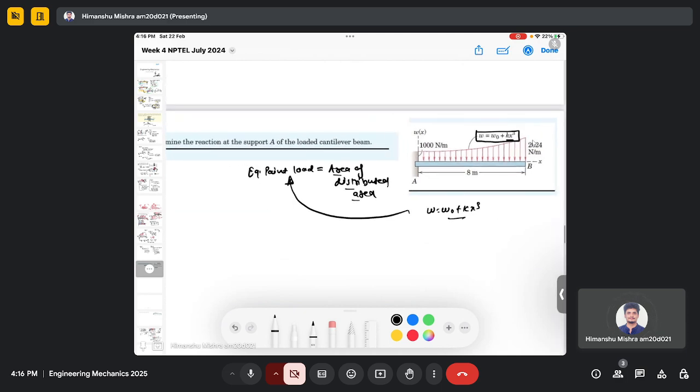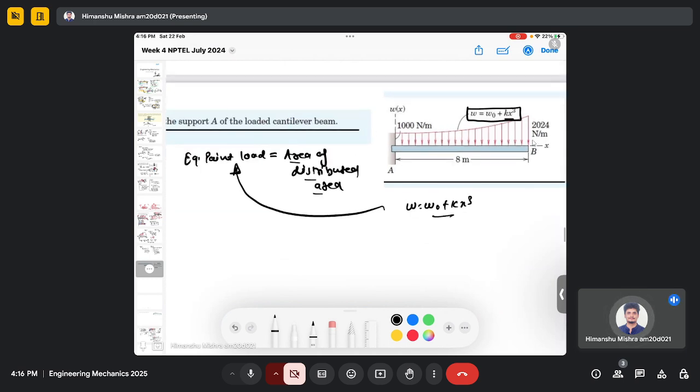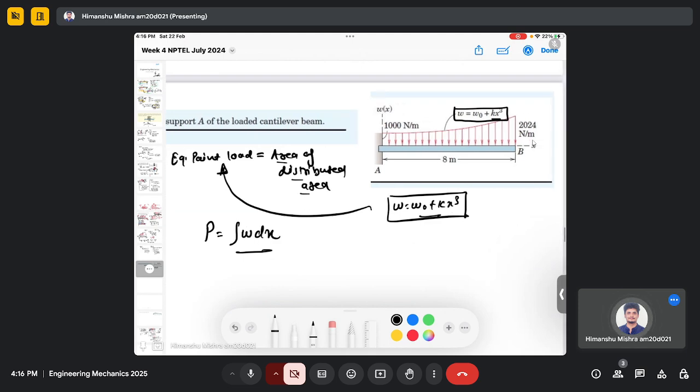So you can see we need to find the area, and in order to find the area, we need to calculate the area under the curve. So basically, we need to integrate this equation, because the point force here can be given as W dx. So this is actually the area under the curve, and we need to integrate this expression W naught plus k x cube.